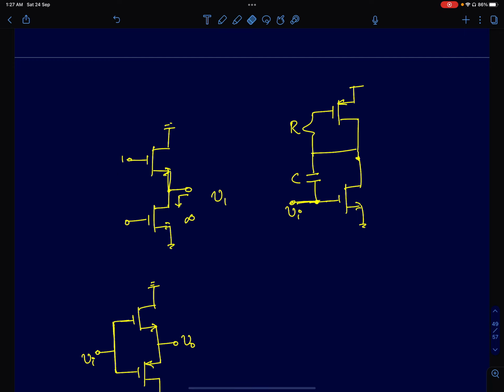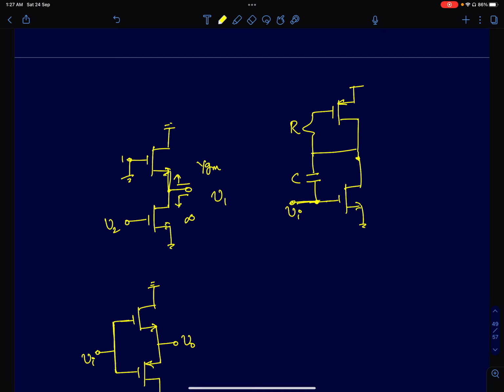Now I'll short the gate of the upper NMOS and apply V2 at this node. Now this is a common source amplifier and the load impedance is 1 by GM. R naught is infinity, otherwise it would have been 1 by GM in parallel with R naught. Since R naught is infinity, it's just 1 by GM.